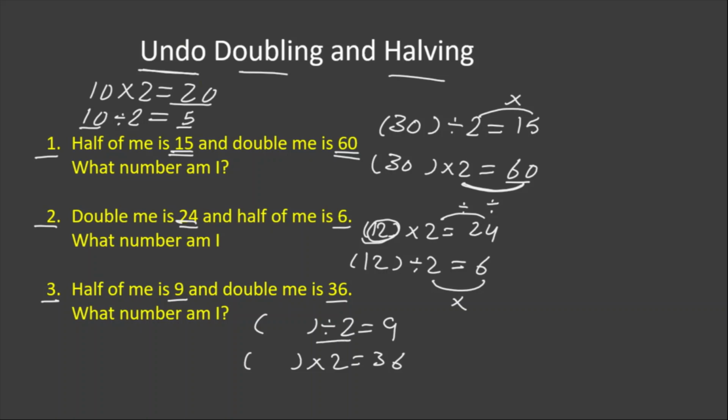Where we had halved, we double the result. When we multiply the result by 2, we will get the number which is missing. Now, 9 times 2 is 18. And to undo doubling, we half the result. Half of 36 is 18. We see that the missing number is 18, or the number that has been halved and doubled is 18. This is how we can undo doubling and halving.